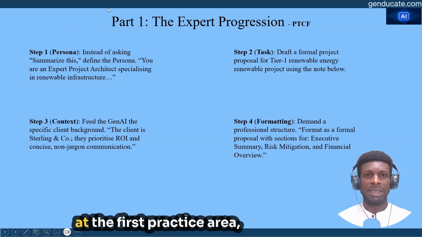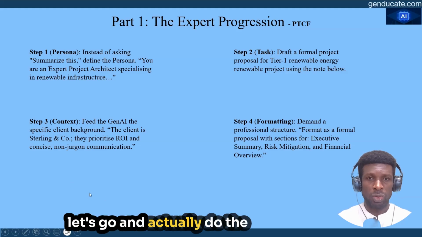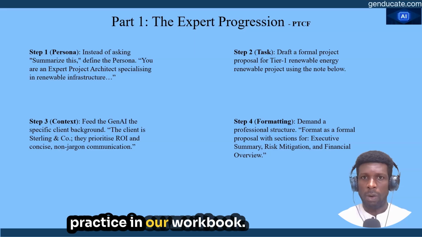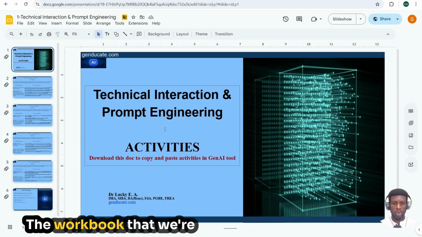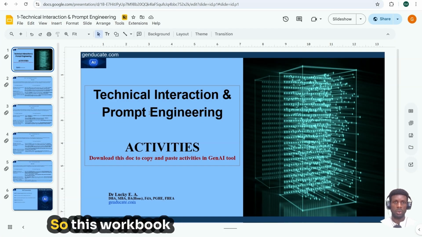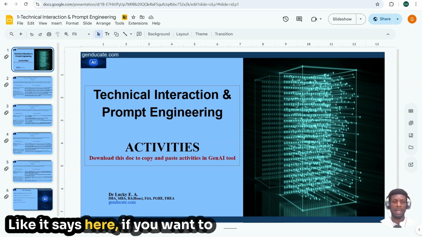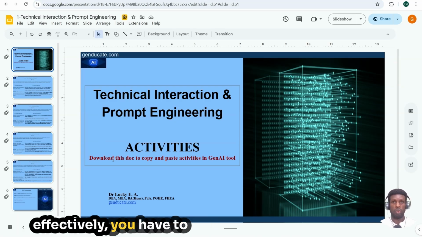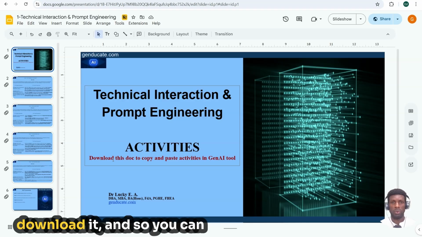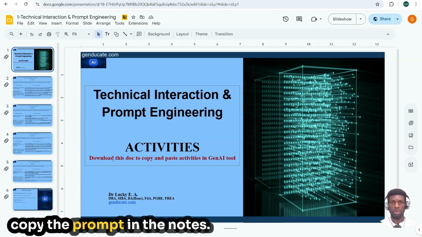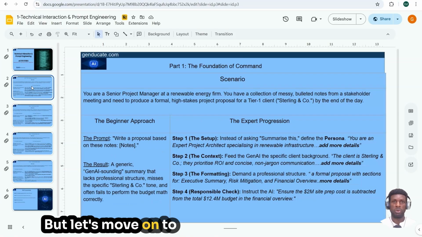Now that we've looked at the first practice area, let's go and actually do the practice in our workbook. The workbook that we're using for the course. So this workbook comes with a course. For each session, you have one workbook. This is for the first session. Like it says here, if you want to be able to use the workbook effectively, you have to download it, so you can copy the prompt in the notes, as you will see now when I do it. Well, let's move on to the first practice.